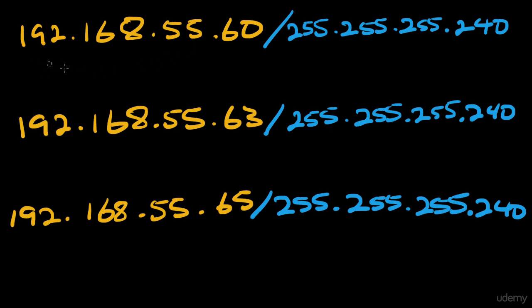Someone took 192.168.55 and subnetted it with this subnet mask, 255.255.255.240, created a whole bunch of subnets, and these three IPs lie on one of those subnets. If I can figure out what the subnets are, then I can figure out which subnet these IPs lie on.